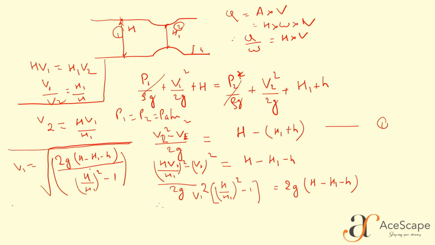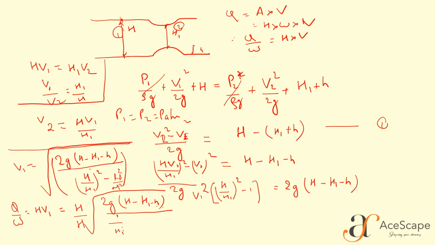So when we multiply it by h, we will get Q upon W, that is equal to h into V1. So when we are multiplying it with h, we have 2g into h minus h1 minus h upon h upon h1 whole square. We take the h square term common, outside the square root. So we can multiply h by h. If we take the h square common, outside we will get an h, and inside we are left with 1 upon h1 square.